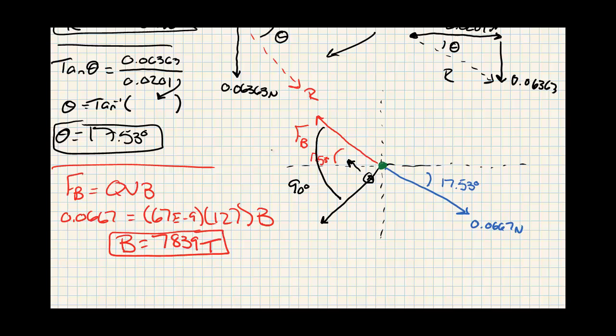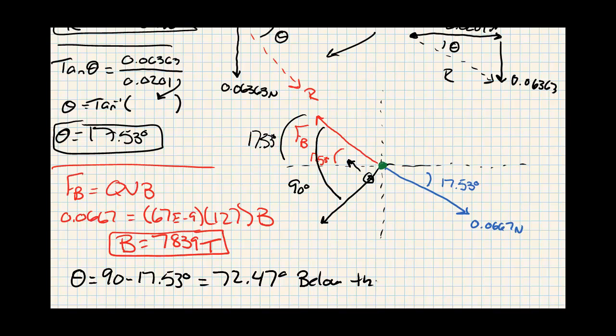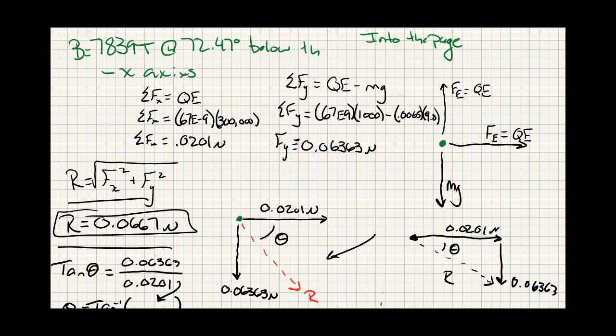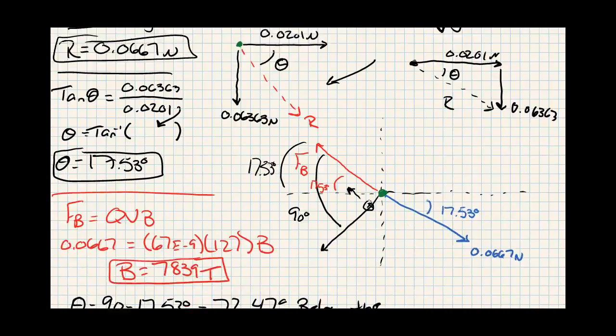And we know this part right here is 17.53 degrees. So theta equals 90 minus 17.53 degrees equals 72.47 degrees. And we have to specify what direction: below the negative x-axis. Thus we have solved the problem. It looks like a lot of work, because it was, and thus we've solved this problem.